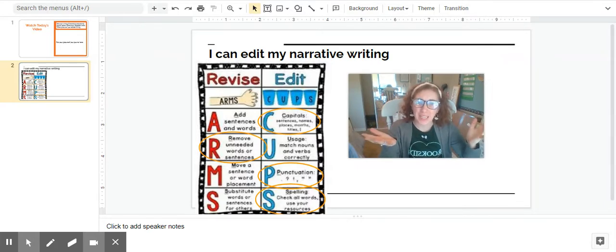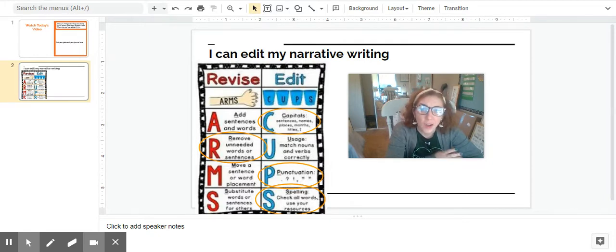Today we are going to work on editing and revising our fictional narrative. Well, what does that mean? Edit and revise. I have two different phrases that are going to help you. For revise, we use the word ARMS, and for edit, we use CUPS. Now, what does that mean? I know arms and cups, but what exactly do I mean by arms and cups?